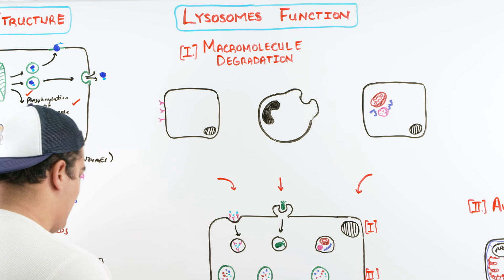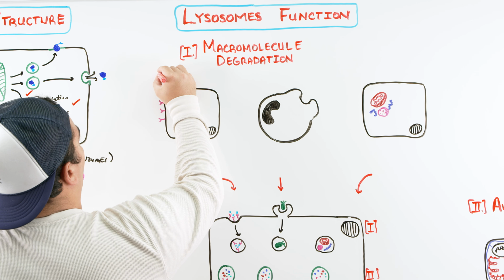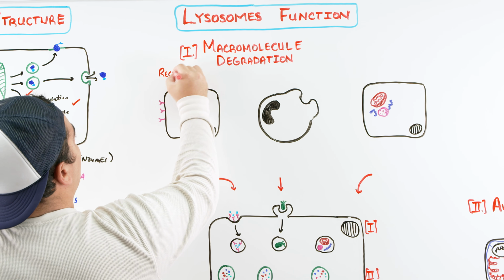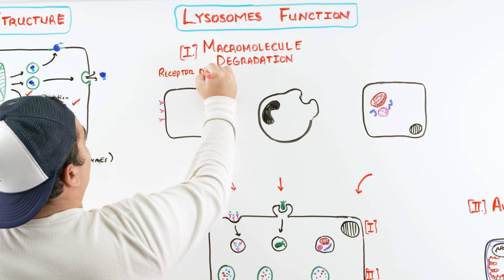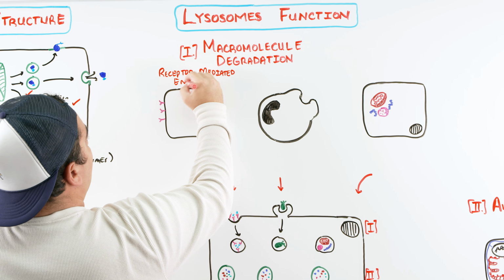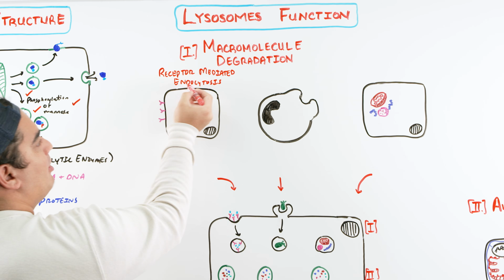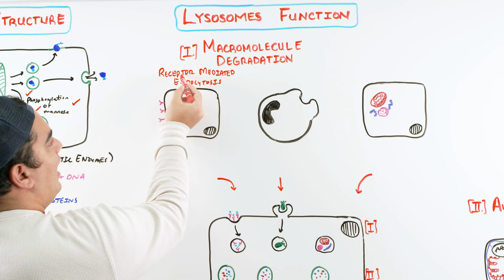So first example here of how we're going to bring things into the cell is something called receptor-mediated endocytosis. You're like, what the stink is this? This is a really interesting process. So it's kind of said within the name. We're going to bring a particular thing into the cell via a receptor.